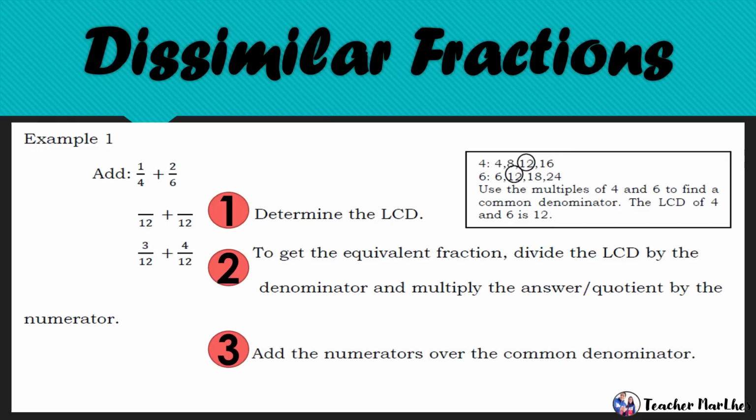Step 3 is to add the numerators over the common denominator since similar fraction na ang 3/12 and 4/12. So 3 plus 4, then copy the denominator 12. So the answer is 7/12.